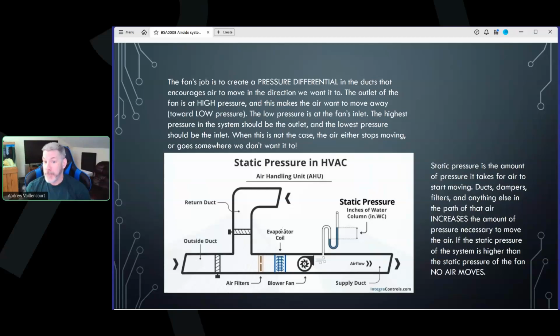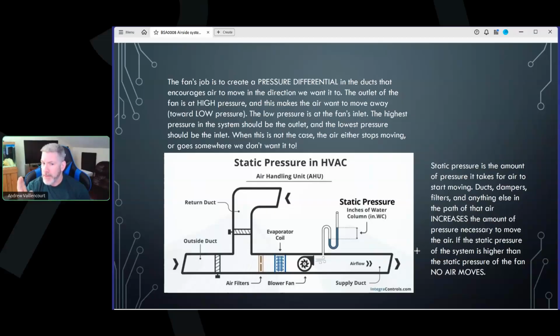There is dynamic pressure, or net positive pressure, which is what you need to have to get as much air as you want to move. So if my static pressure is 6 inches, and I produce 6.1 inches of pressure at my fan, my air's going to just start to crawl.